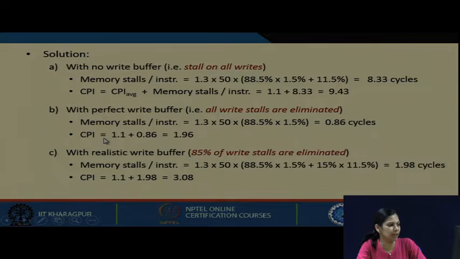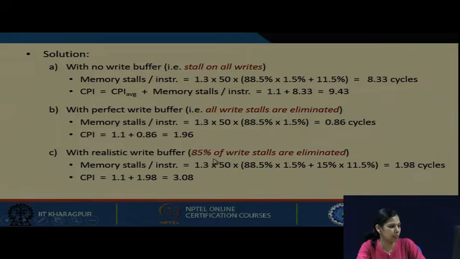So, the CPI, when we have a perfect write buffer, is 1.1 plus 0.86, which comes to 1.96. We can see that there is a huge difference between when we have no write buffer and when we have some write buffer. Now, let us consider a realistic write buffer. Obviously, a perfect write buffer is difficult to have, because there might be some writing going on and at the same time some read operation is also required.